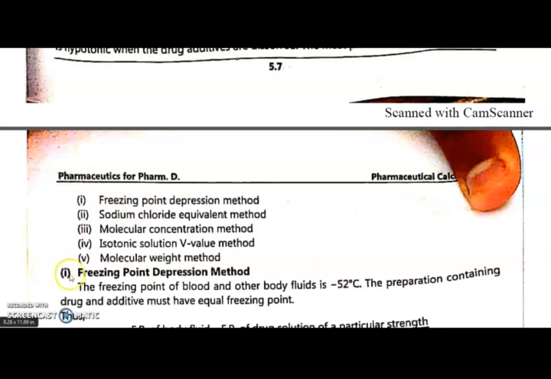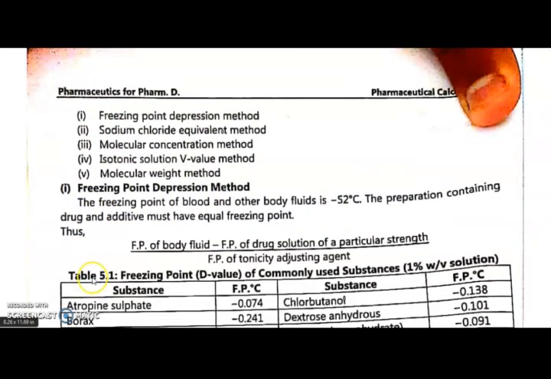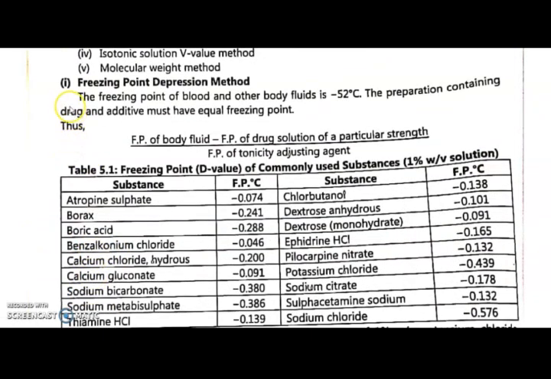Let's discuss the freezing point depression method first. This method is based on the principle of equalization of freezing point or D value of blood, that is our body fluid, with drug formulation by adding different tonicity adjusting agents. The freezing point of blood and other body fluids is minus 0.52 degrees Celsius. The preparation containing drug and additives must have equal freezing point.